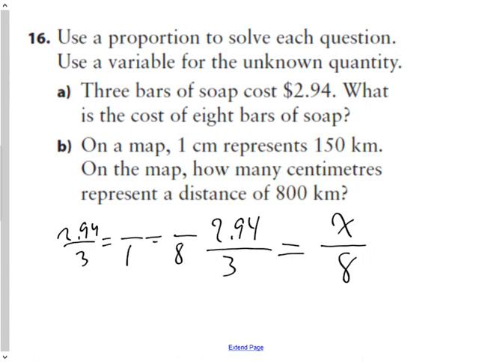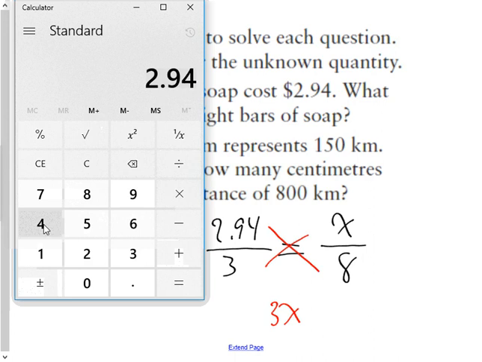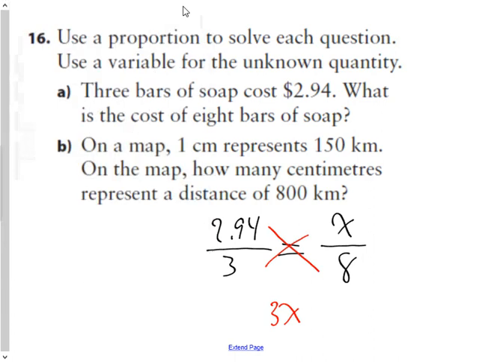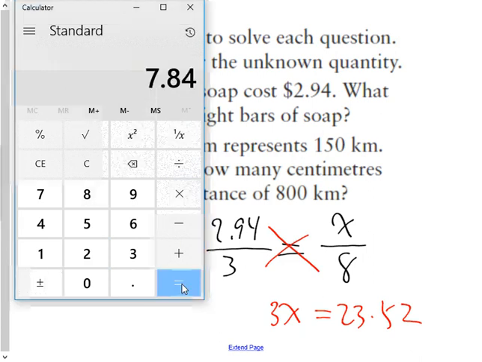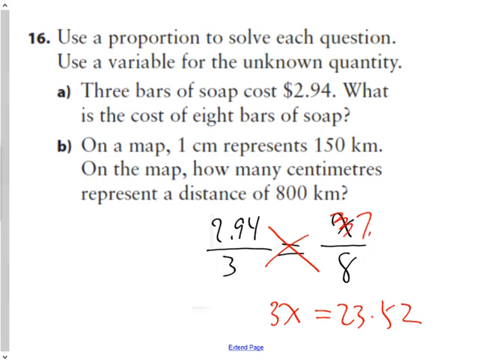That's another way. But of course, we've learned that the easiest way to solve it from an algorithm perspective is simply to multiply across to get 3x, multiply across to get a product of $2.94 and 8, which is $23.52. And then if I divide $23.52 by 3 to isolate the variable, I get $7.84. So x equals $7.84. So if it's $2.94 for 3, it's $7.84 for 8.